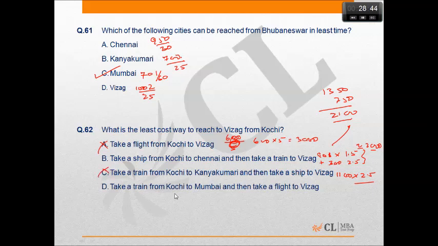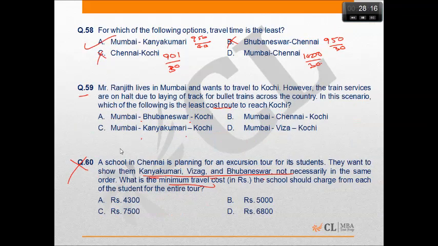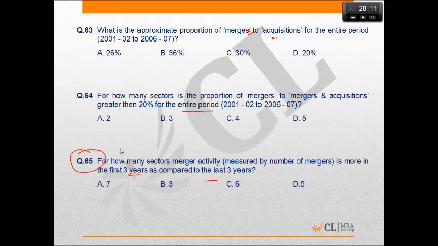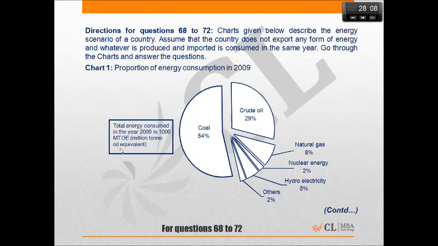Kochi to Mumbai is 300 kilometers, and since it's a train, it is 2.5 rupees per kilometer, plus Mumbai to Vizag by flight. Mumbai to Vizag is 500 plus 500 into 5 rupees a kilometer. 500 into 5 is again greater than that, so this should be the answer. I think I've done enough as far as this set is concerned. I will probably come back at 59 if I need to. I'll skip this set completely. Let me look at the next one.